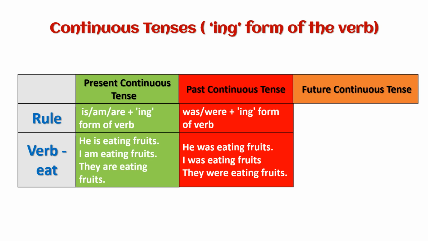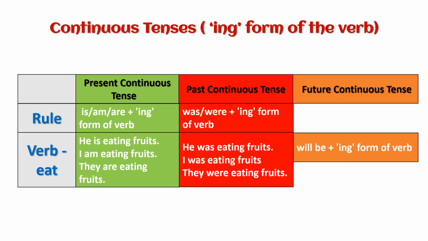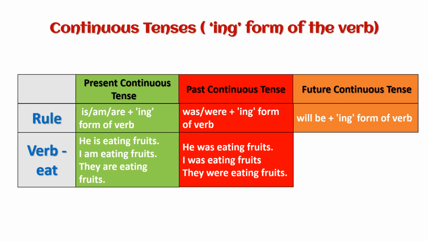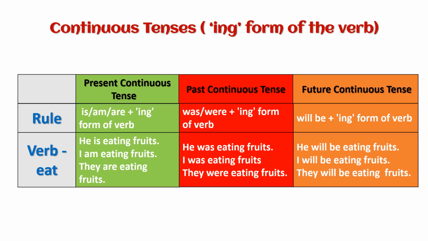They were eating fruits. Now the next tense, that is future continuous tense. Future continuous tense, always you remember that we will use will be plus ing form of the verb. Let us see the examples. He will be eating fruits. I will be eating fruits. They will be eating fruits. Now here, whether it is singular or plural subject, it will always have will be plus ing form of the verb.